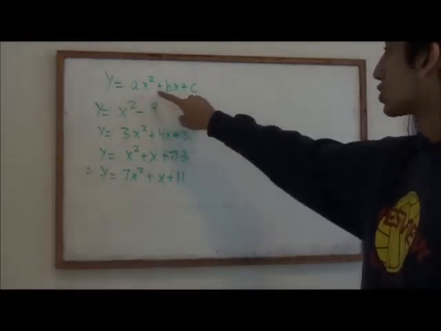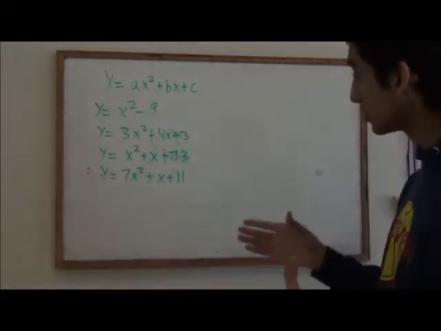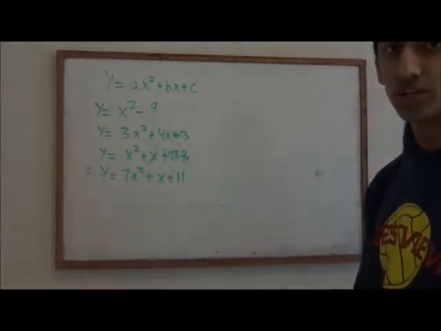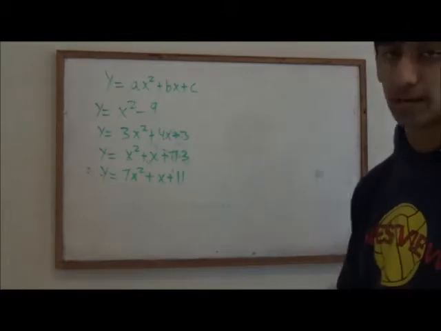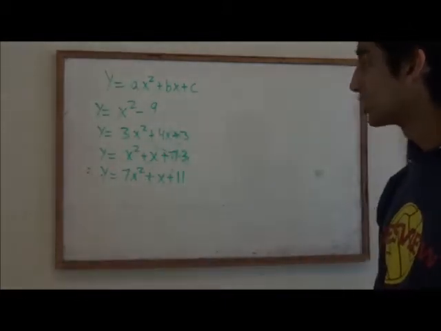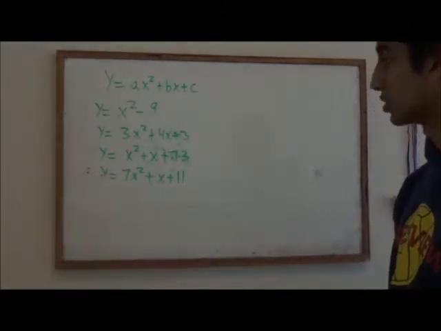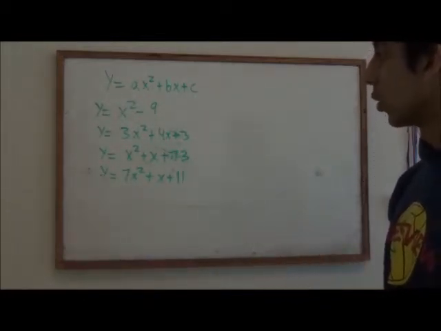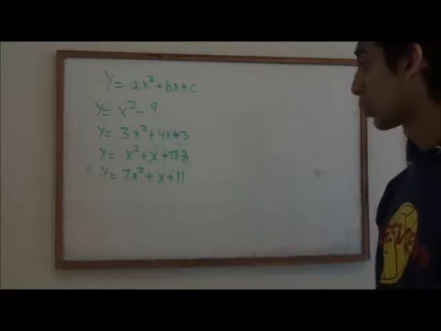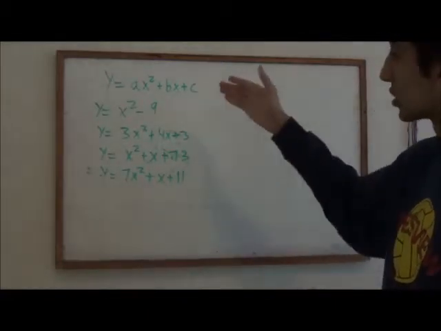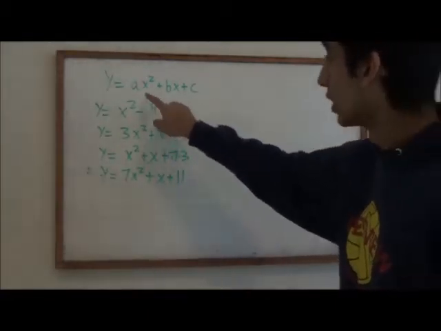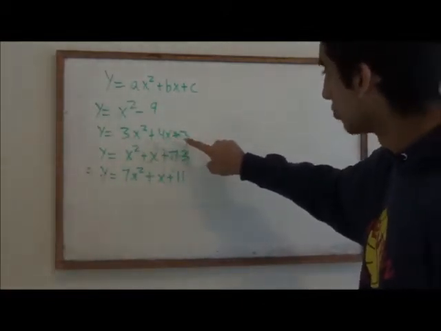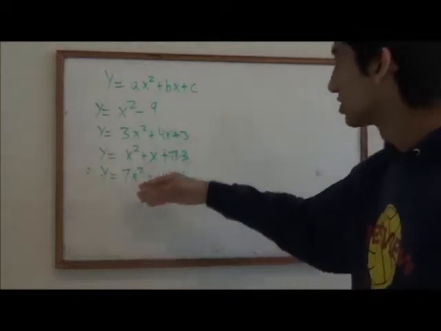Using the equation ax squared plus bx plus c, we can figure out that any of these equations match, so we know these equations are quadratic. Look at the equation y is equal to 3x squared plus 4x plus 3, or y is equal to ax squared plus x plus 73, or y is equal to 7x squared plus x plus 11. From these equations, I know this is my ax squared, this is my bx, and this is my c. Same with any of these equations.